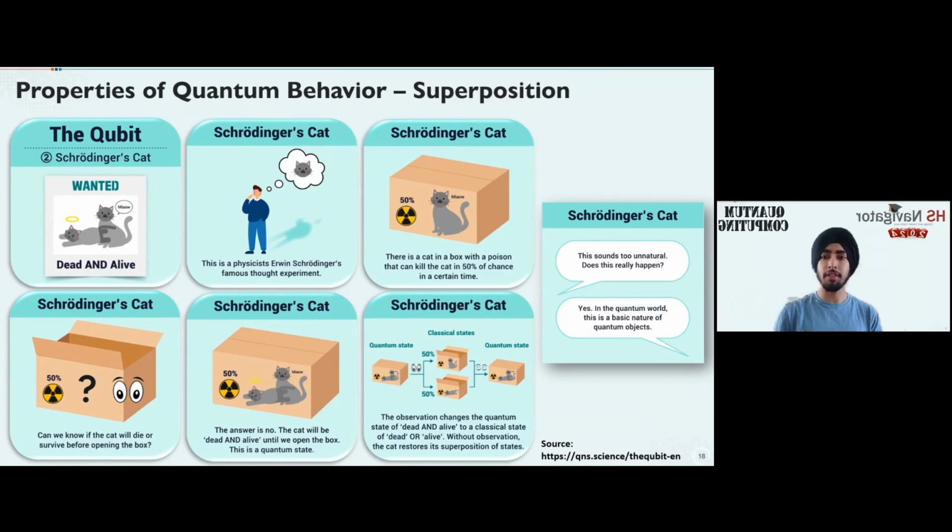And you might think this is sort of a fake scenario. It's contrived. There's no way this really happens. When you look at the science and the physics of the quantum realm, things that are atoms and smaller than atoms, this is actually a basic nature of quantum objects, and something that we've definitively observed.